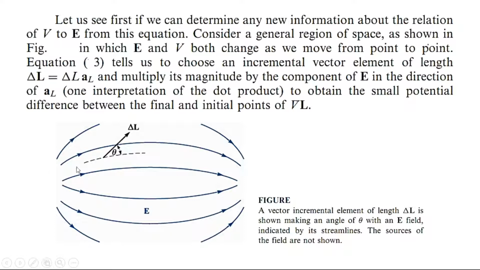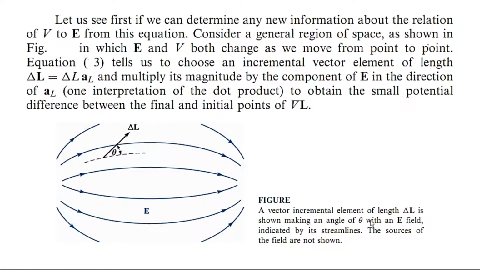I am repeating it again. We have the electric field intensity, we have the electric field lines, and I want to find out the potential difference between the initial and the final points of delta L. As there is a dot product between the electric field intensity and delta L, as this equation shows, I will take the component of E along the direction of delta L and multiply it with delta L, to determine the small potential difference along this delta L from the initial point to the final point.